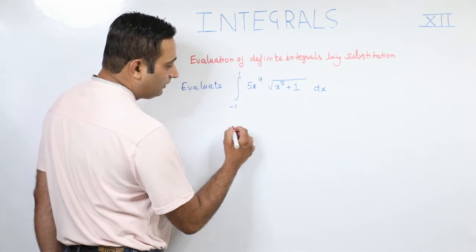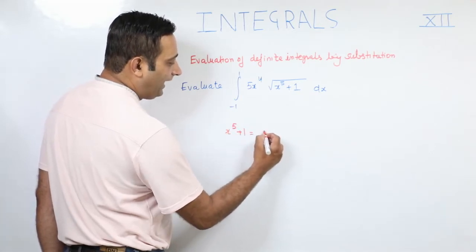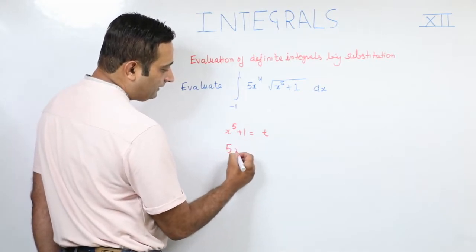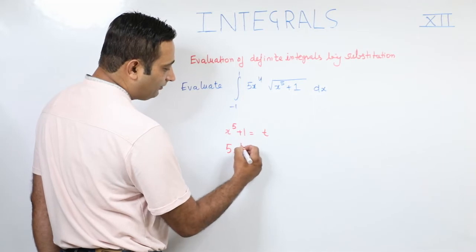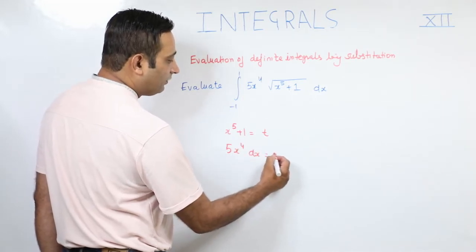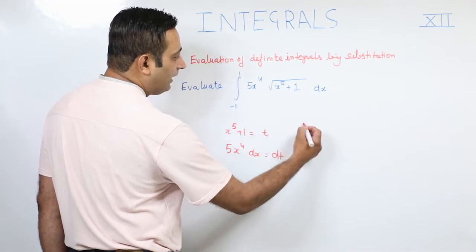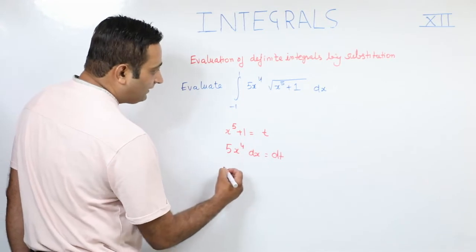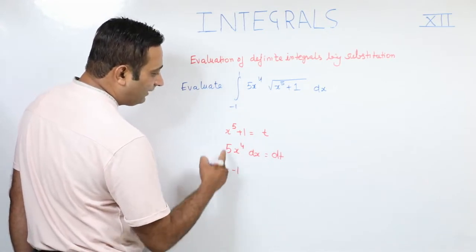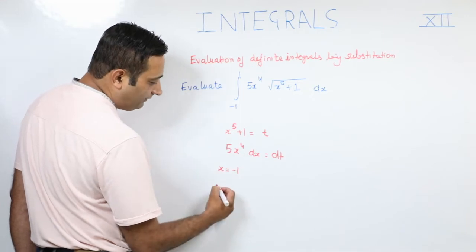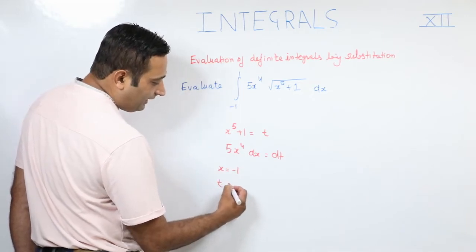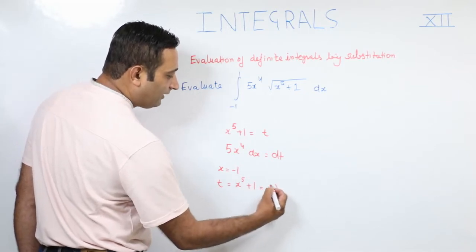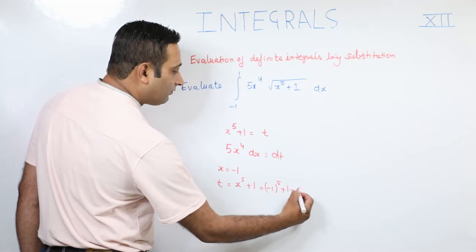Now we'll substitute x raised to the power 5 plus 1 as t, and we can see that the derivative of this on the left hand side is 5x raised to the power 4 dx equals dt. We will substitute all here, but we have to change the limits also. If we put x equal to minus 1, we get t equal to x raised to the power 5 plus 1, which is minus 1 raised to the power 5 plus 1, which is equal to 0.